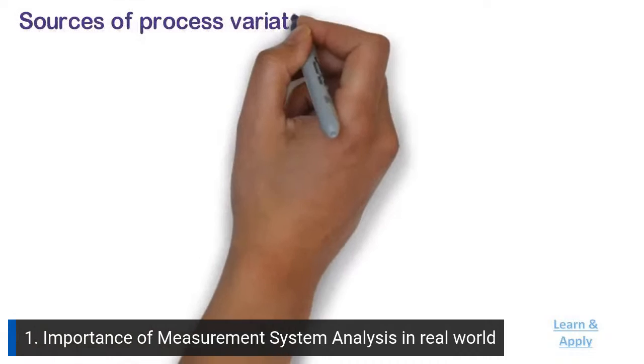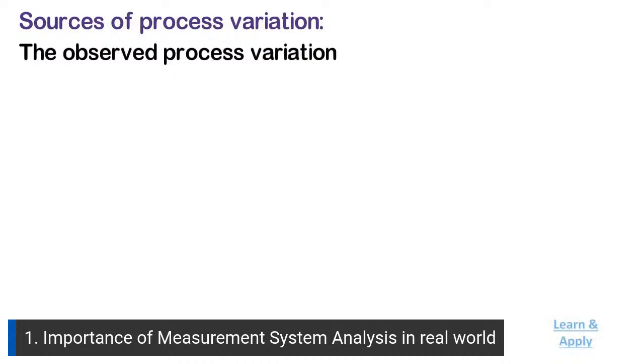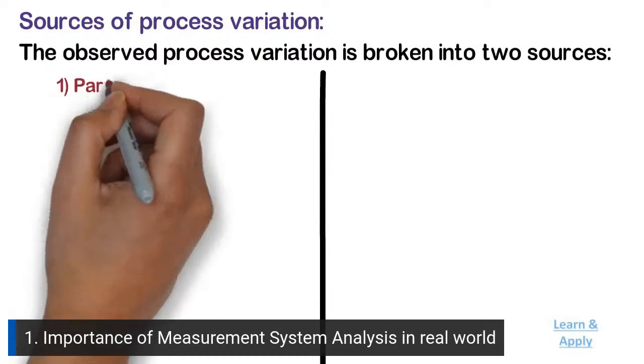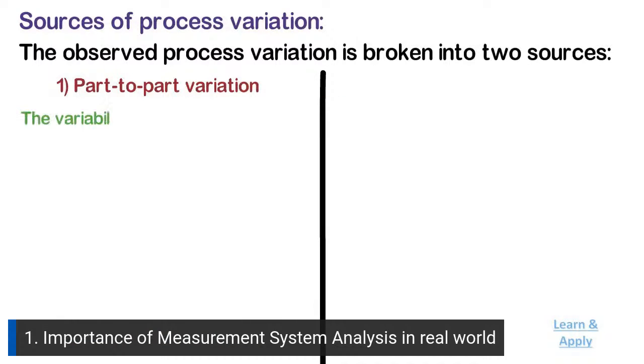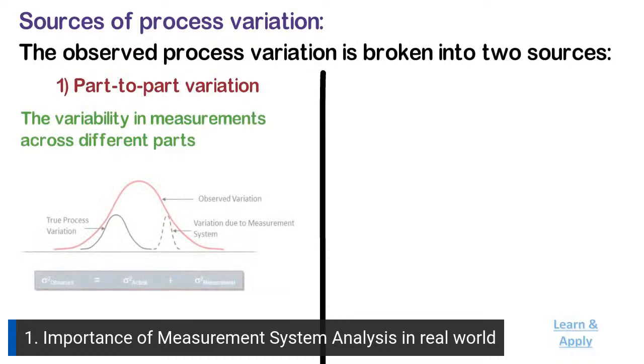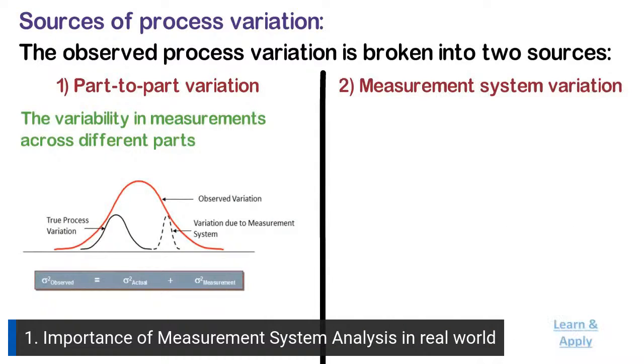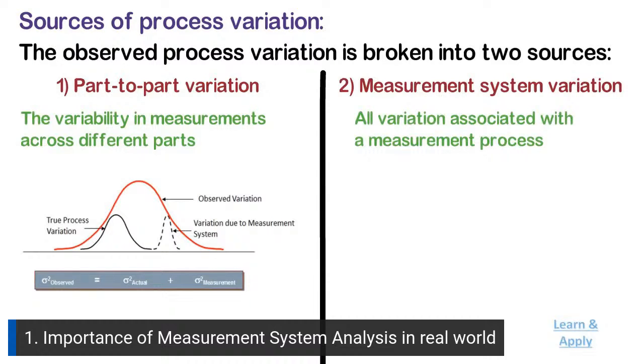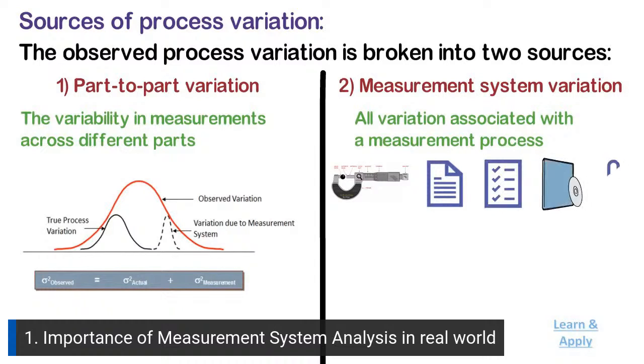Sources of process variation. The observed process variation is broken into two sources. One, part-to-part variation. This is the variability in measurements across different parts. Ideally, difference between parts should explain most of the variability. And two, measurement system variation. Measurement system variation is all variation associated with the measurement process. Potential sources of variation include gauges, standards, procedures, software, environmental components, and so on.